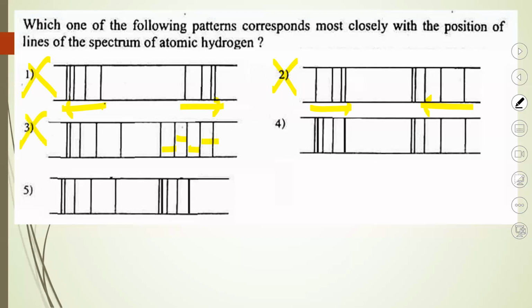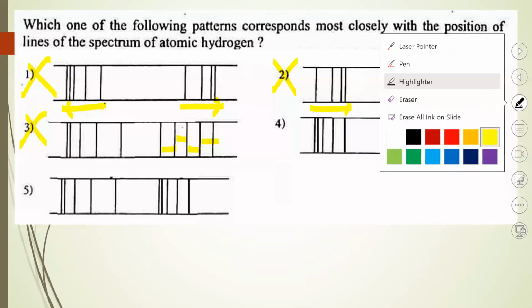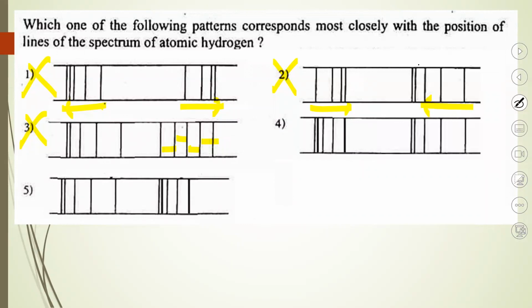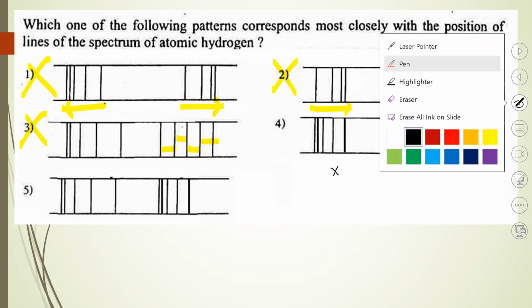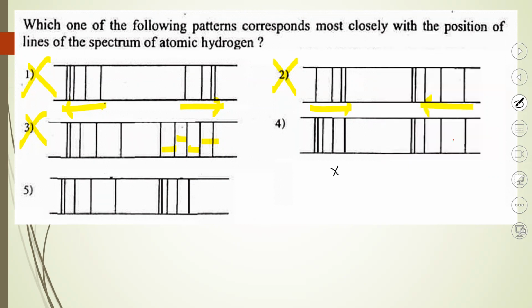When you come to the fourth and fifth options, what is the message? How can we identify the correct one? Both seem to be correct. How are you going to select the correct one? You can select one of these to answer the question.